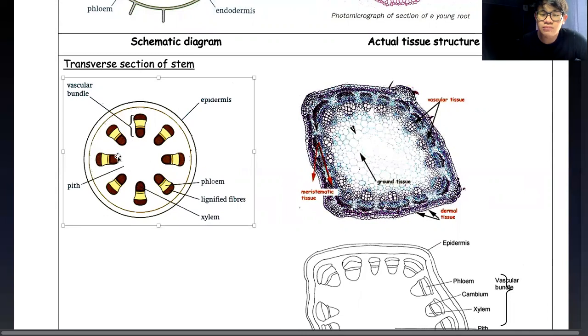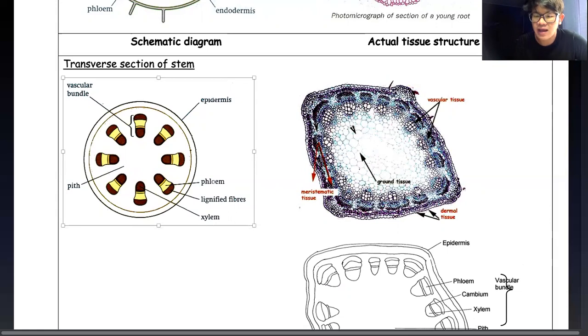So the one inside is your xylem. The one outside, slightly protruding. Okay, the yellow ones, those are the phloem, right? So if you see the actual diagram, where is the xylem? The xylem is the one with the slightly bigger holes in the middle here.